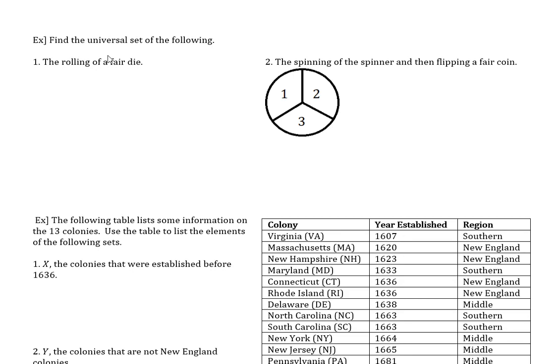So in this first problem, what they want us to do is find the universal set. So we've done this before, but these are kind of more getting ready for probability. On this first one, it wants us to find the universal set of rolling a fair die. So a die, just like in a board game.